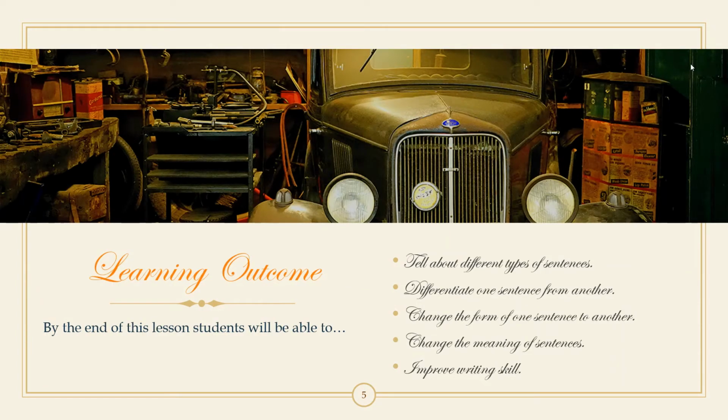Here's the learning outcome. By the end of this lesson, you'll be able to tell about different types of sentences. You'll be able to differentiate one sentence from another, and you'll be able to change the form of one sentence to another, change the meaning of sentences. Most importantly, your writing skill will be improved.